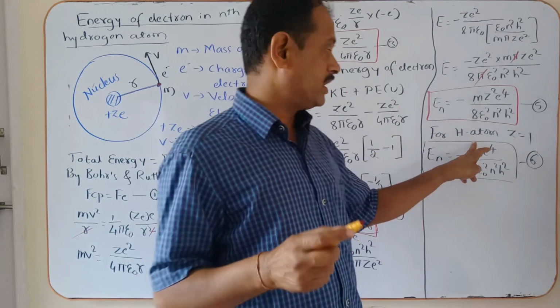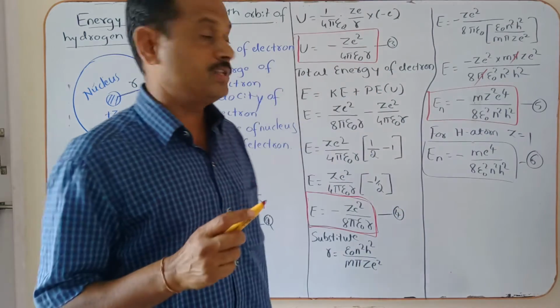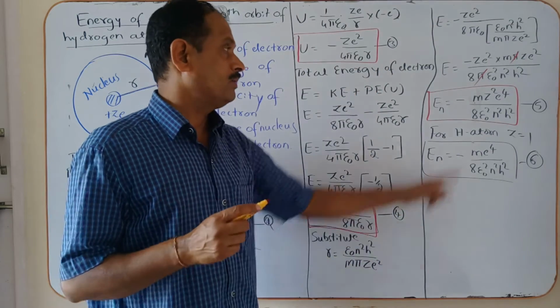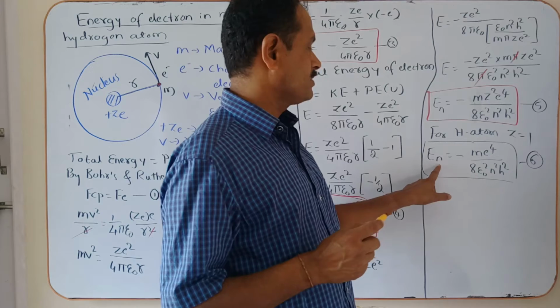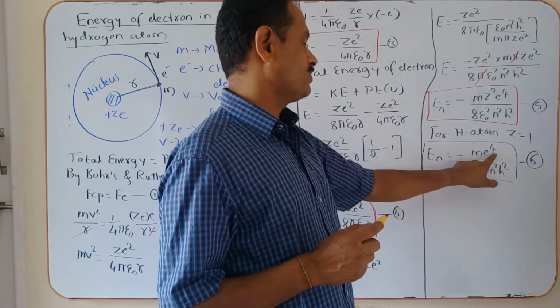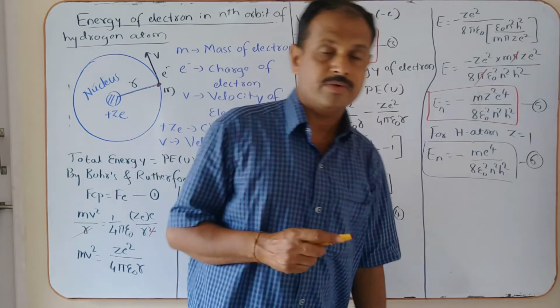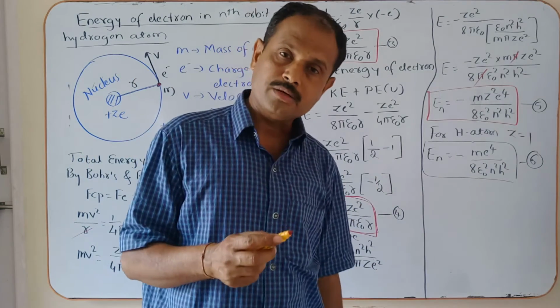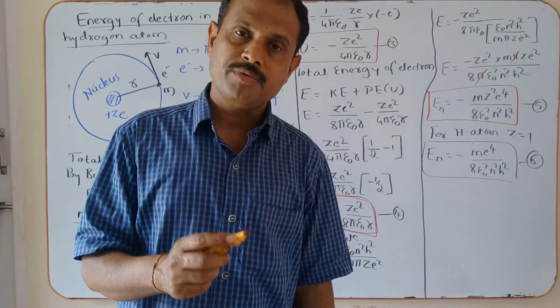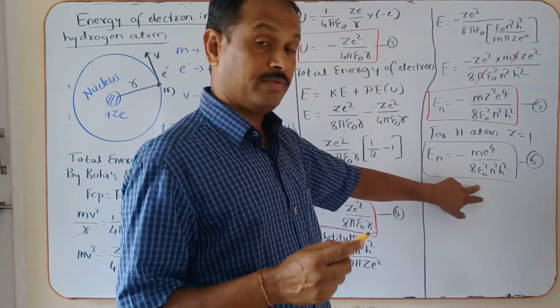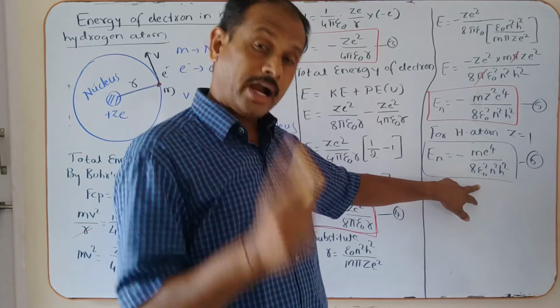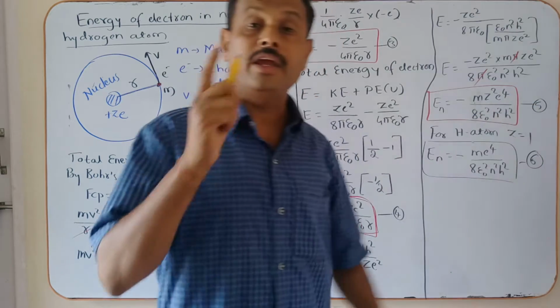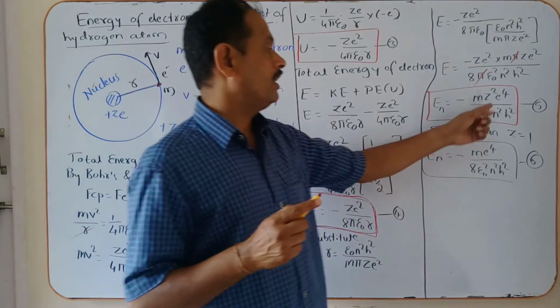Now for hydrogen atom you have to write Z is equal to 1. Now you substitute Z equal to 1. It becomes minus m e raised to 4 divided by 8 epsilon naught square n square h square. It is the expression for the energy of the electron in the nth orbit of hydrogen atom. Equation number 6 for hydrogen atom. This is for any atom.